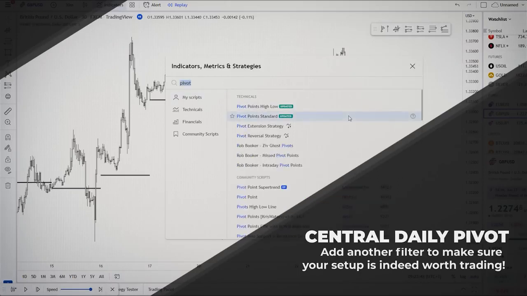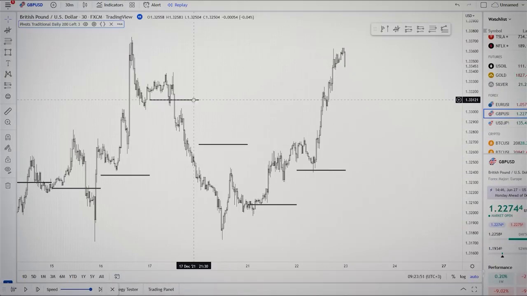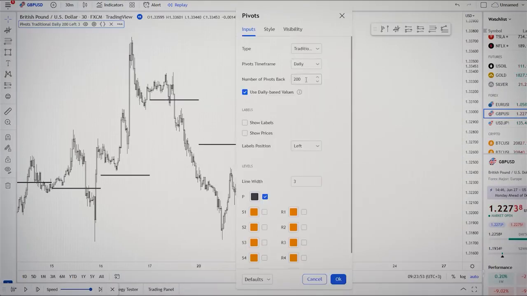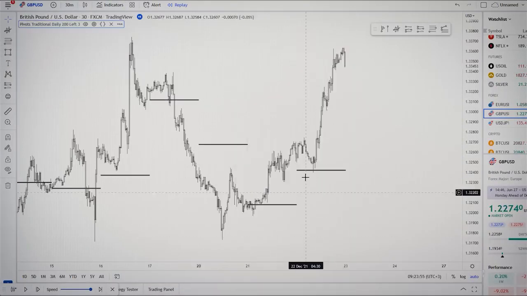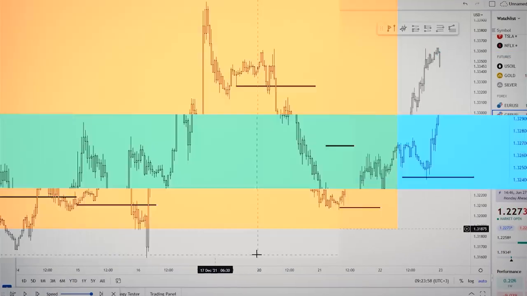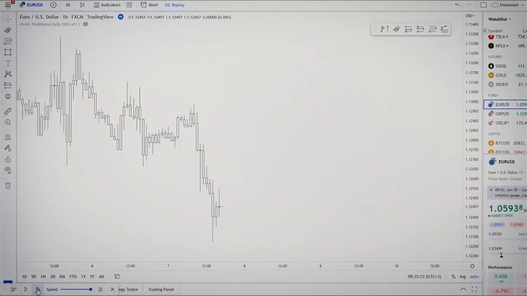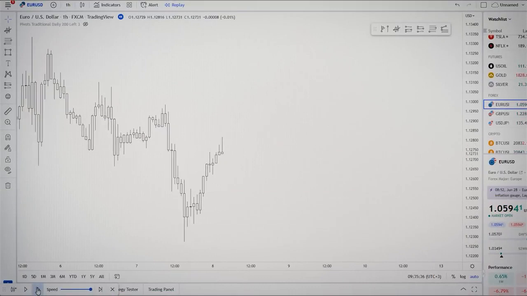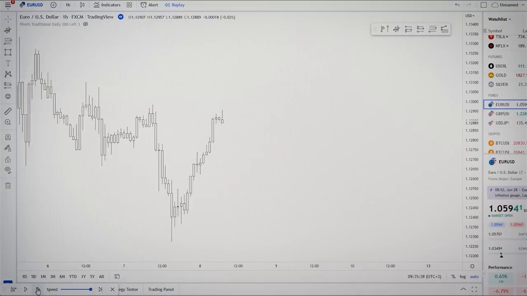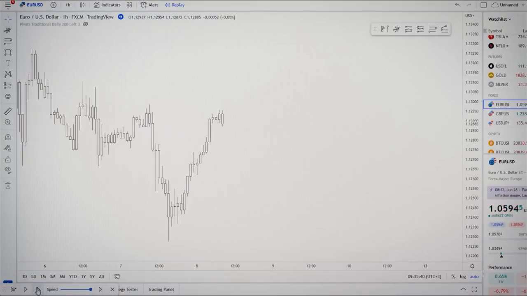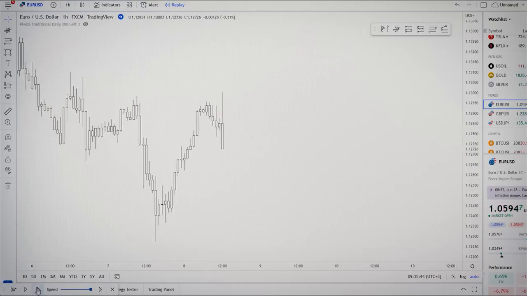My additional filter is the central pivot point. I want the pivot to offer an additional layer of confluence. In this example, we see a steep decline, followed by a rally to reach the top of the pattern. The neckline would be here, the first area of static support.